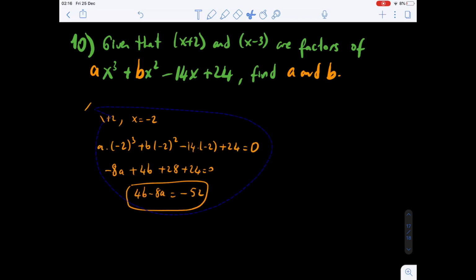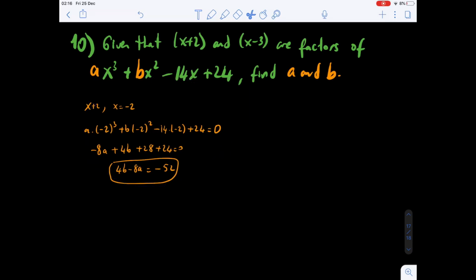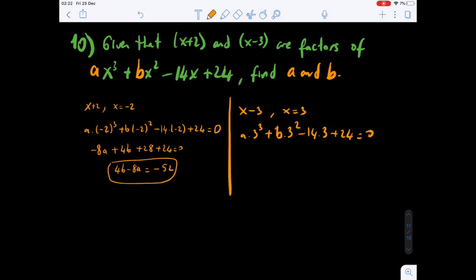So I'm going to find another equation, of course. X minus 3 is a factor of the polynomial. So when x is 3, the polynomial will be 0. We do the same thing when x is 3. So a times 3 cubed plus b times 3 squared minus 14 times 3 plus 24 equals 0. Here it's going to be 27a plus 9b minus 42 plus 24 equals 0. So 27a plus 9b equals 18.